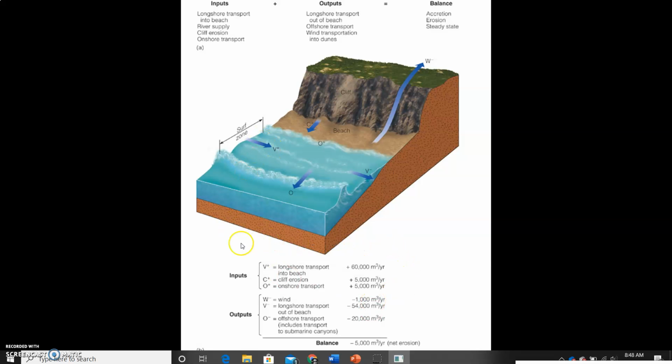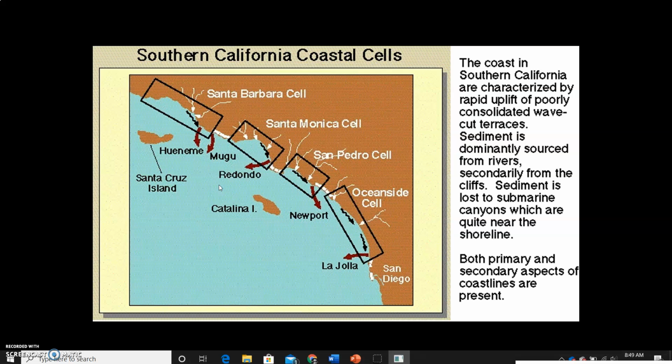And down here they're getting into trying to quantify this. So here they're looking at your inputs, which are 60,000 cubic meters per year, and they're putting some numbers on here for an example, and then they're trying to balance it to see, is it positive? Are we gaining more sediment, or are we losing? Are we having more erosion occurring along the beach? So that's an example.